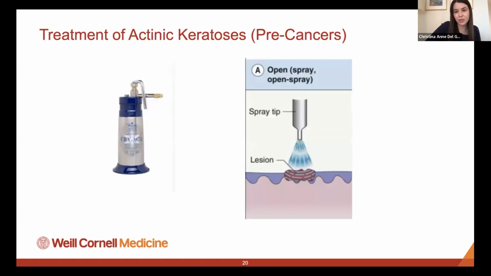So this is the canister you'll often see if you go to the dermatologist. And then basically your dermatologist will spray liquid nitrogen, which is very, very cold, on the precancerous lesion for a few seconds, let it thaw, and then treat it for a few more seconds. It does sting because it's very, very cold.